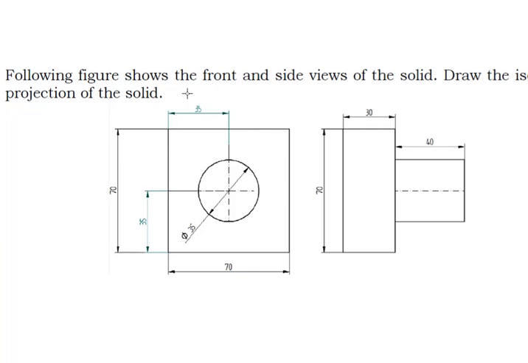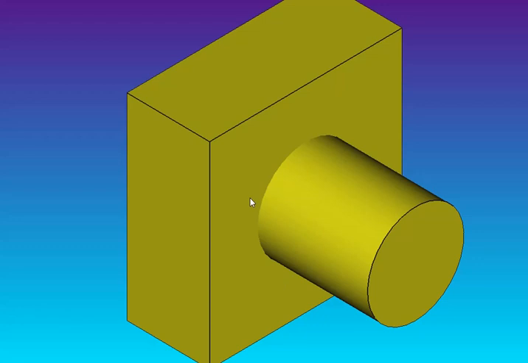So the following figure shows the front and side views of the solid, which is similar to the T problem. So you need to draw the isometric projections. There is a square slab, square side length is 70, thickness is 30. Then there is a cylinder, diameter is 35 and length of the cylinder is 40. So I created a 3D model.